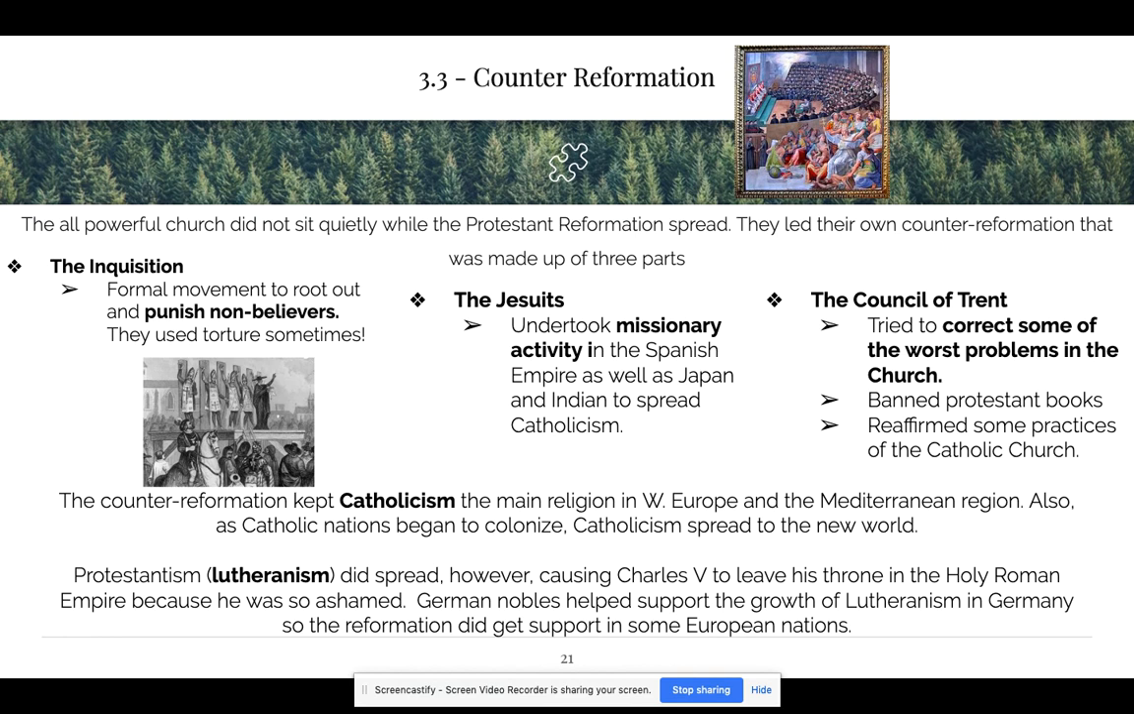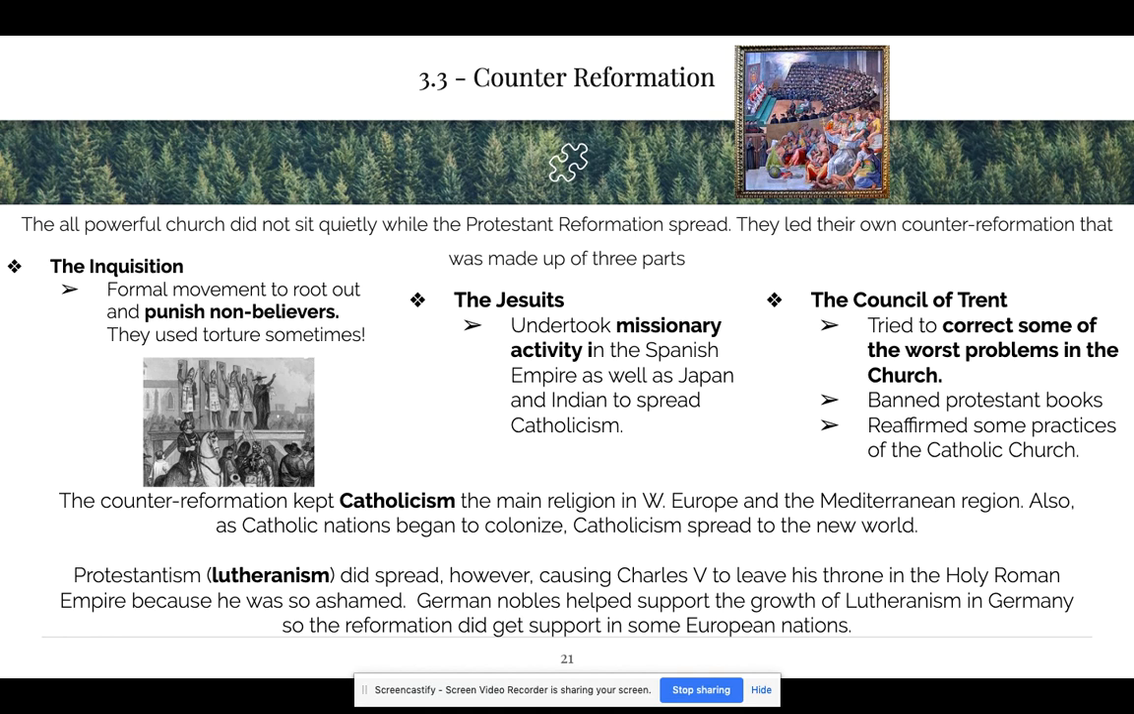And then the Council of Trent, which tried to correct some of the worst problems of the church. They banned Protestant books, and they reaffirmed some practices of the Catholic Church, like their communion and the way that they did marriages and things like that. So the three things were relatively successful.